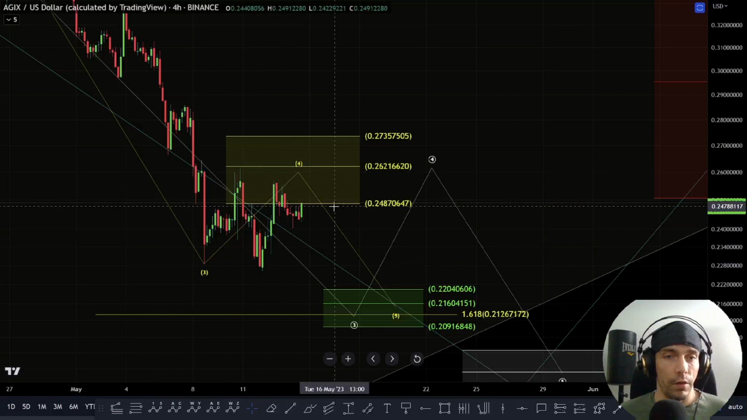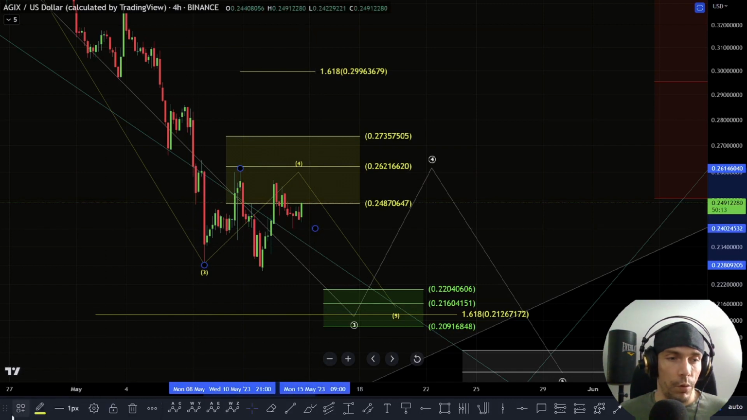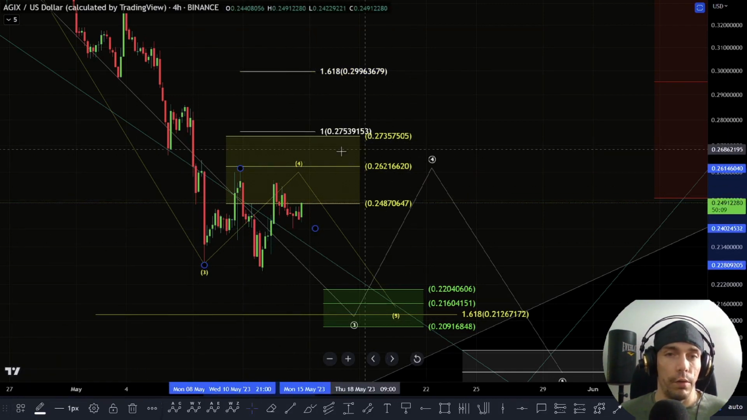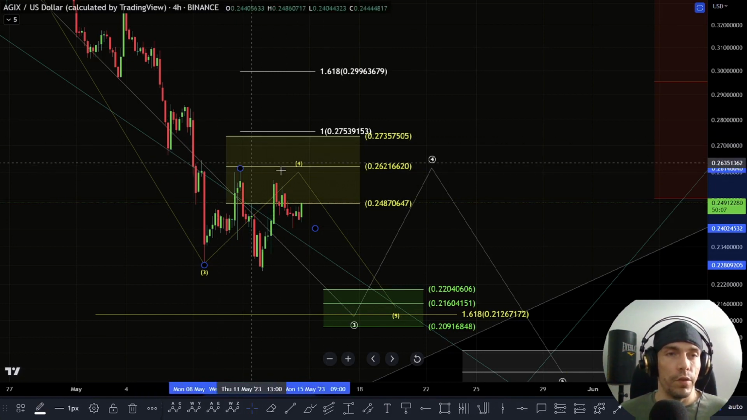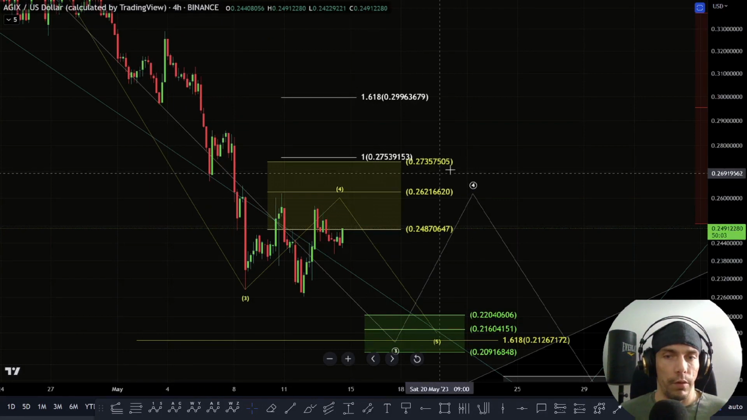The triangle idea can still work here as a 4th wave. Alternatively, as a 1-to-1, we could see that move up towards the top end of this, which would be that 27.35. So this actually looks at the move slightly different, to be fair. This 4th wave is a different 4th wave than the other one.